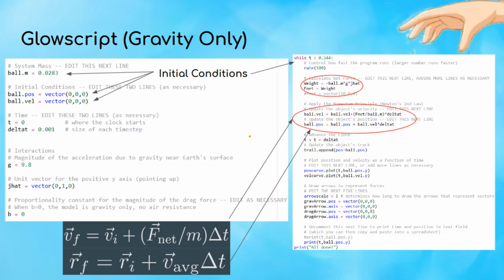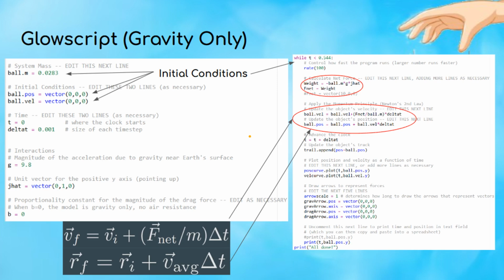Moving over to our GlowScript computational code, we'll first generate a model accounting for gravity only. We set up our initial conditions with the mass of my object being 0.283 kilograms, the initial position being 0, and the initial velocity also being 0.